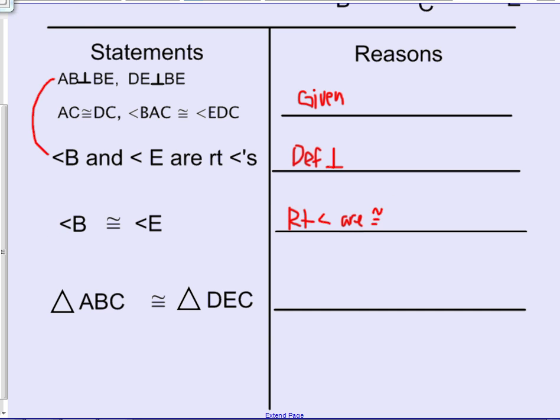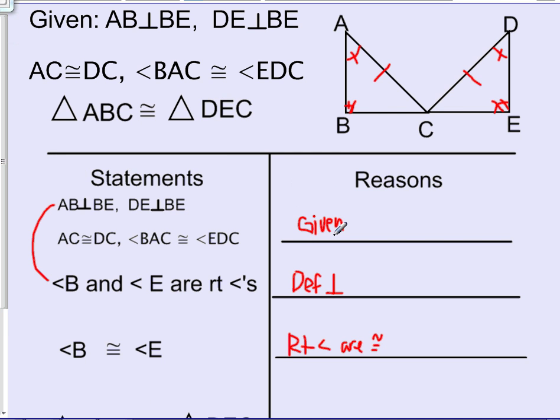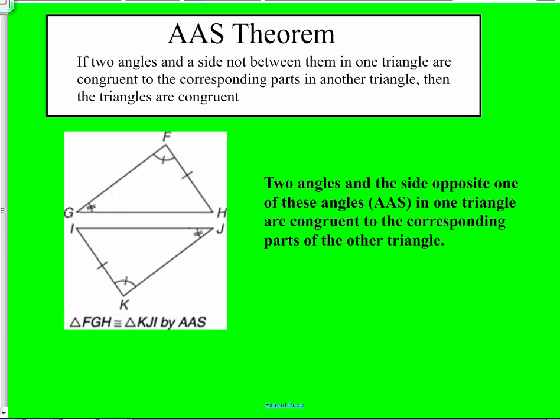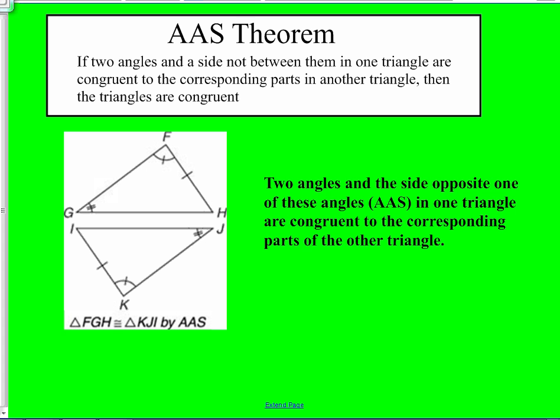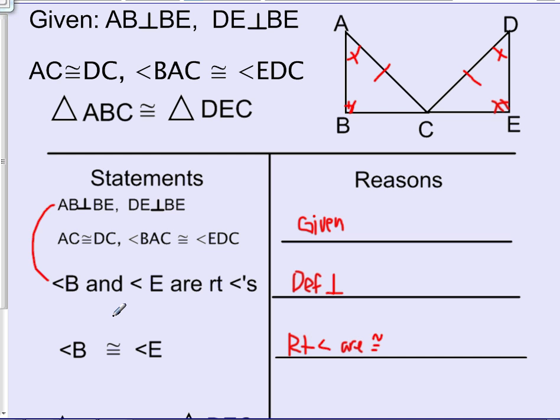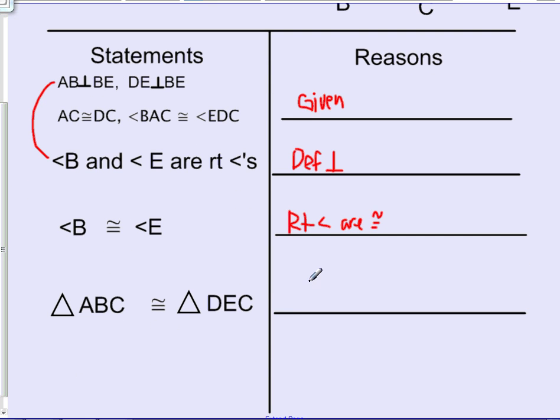okay? Now, if you look at my triangle up here, we can actually safely say that these two triangles are congruent by the angle angle side theorem, angle angle side. All right.